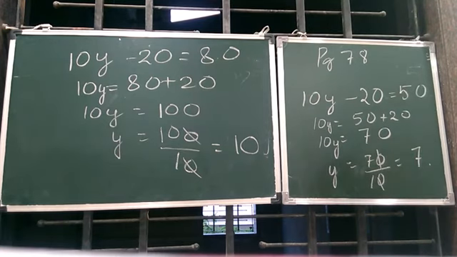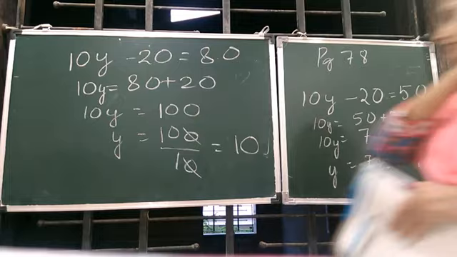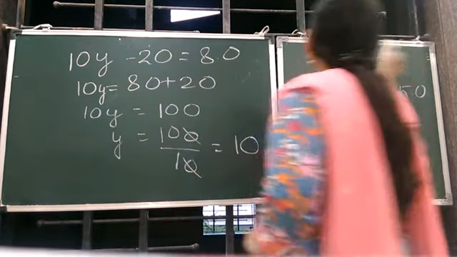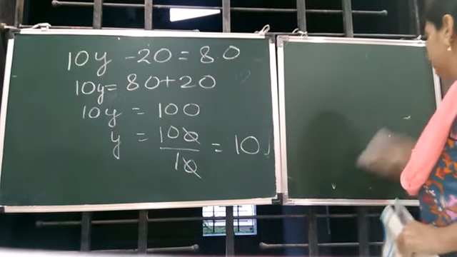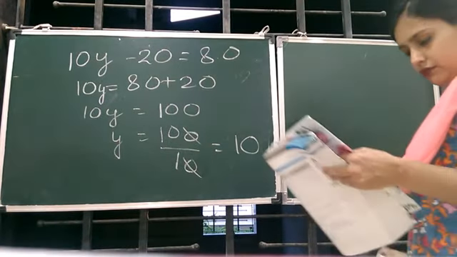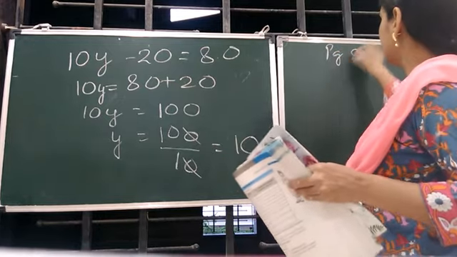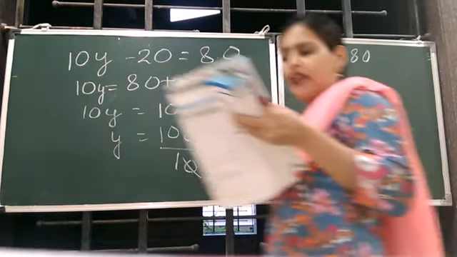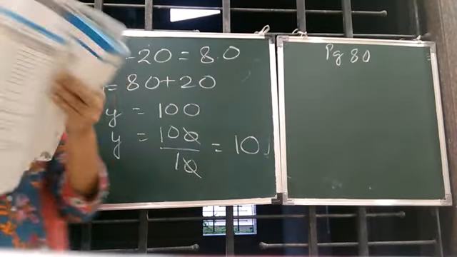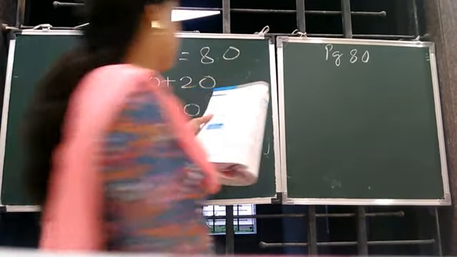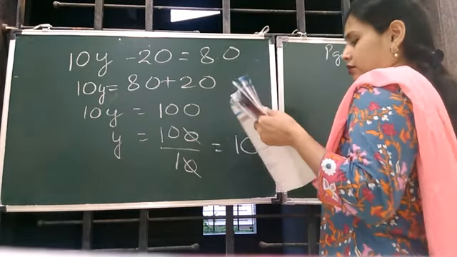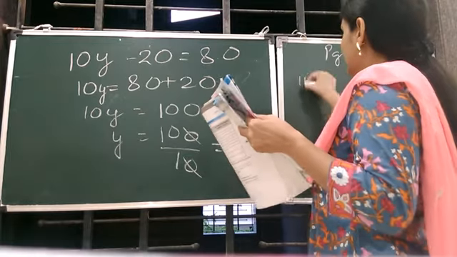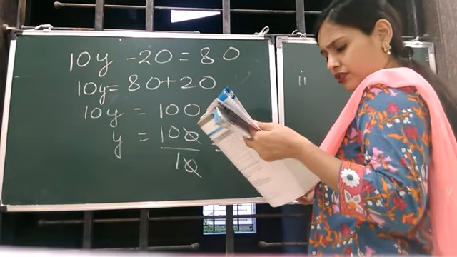Page number 80. Page 80. Try these. Write at least one other form for each equation, second, third and fourth. Other form? Second, which second, third and fourth? It is not written also.